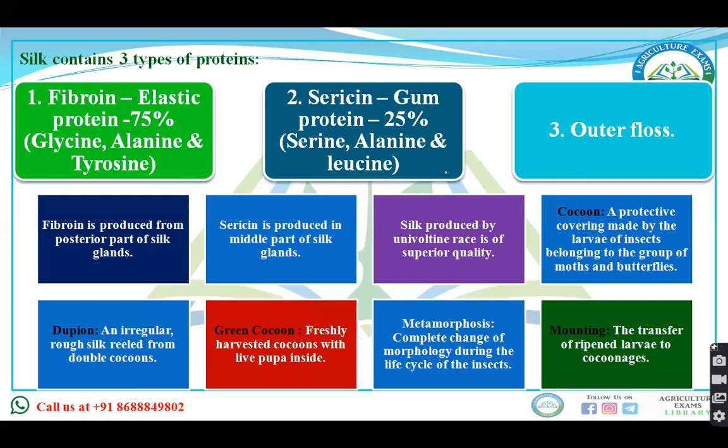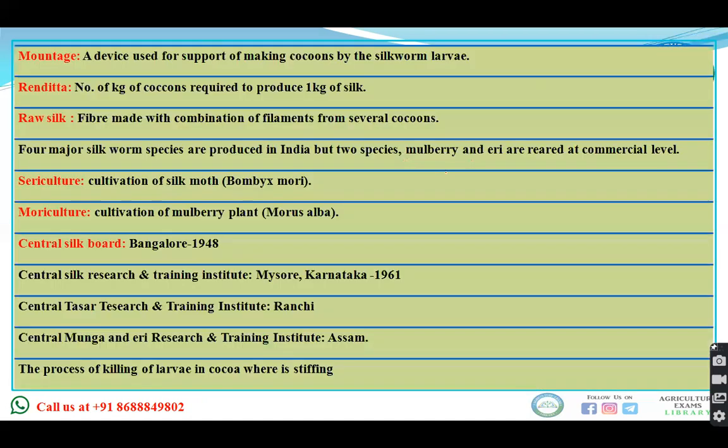Okay, and what is metamorphosis? You know, in silk also complete metamorphosis occurs. This is the complete change of morphology during the life cycle of insects. Okay. Now, what is mounting? This is the transfer of ripened larva to the mountage, that is mounting. Montage is a device which supports the silkworm larva in making the cocoon. Rendita means what? This is how many kg of cocoons will be required to produce 1 kg of silk. Okay.